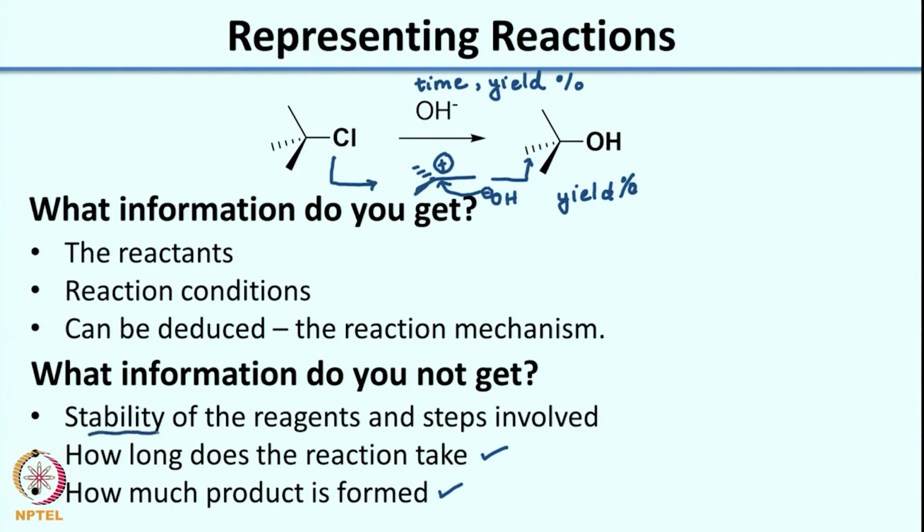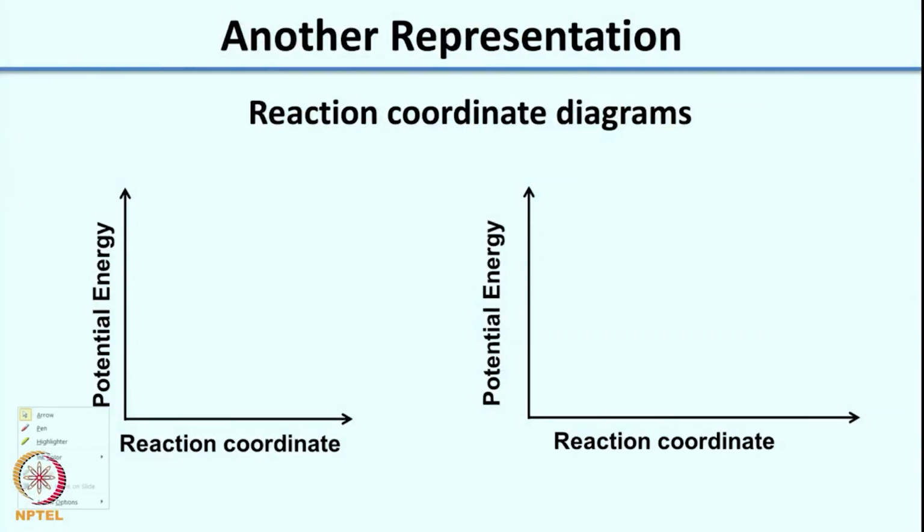But now let us look at the first part, which is stability of the reagents and steps involved. So we will look at multiple ways of representing reaction. One way was in terms of the actual changes taking place in the molecule in terms of structure. The other thing is what is called a reaction coordinate diagram, and you must have come across this earlier. The reaction coordinate diagram typically has your y axis, which is the potential energy, and the x axis, which is called a reaction coordinate, and what you would see is you would have things which look like this.